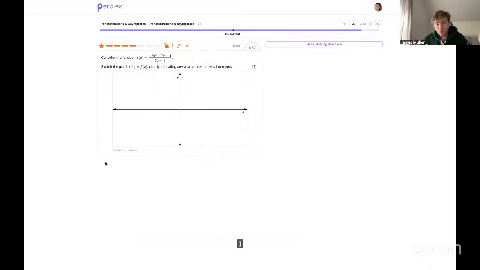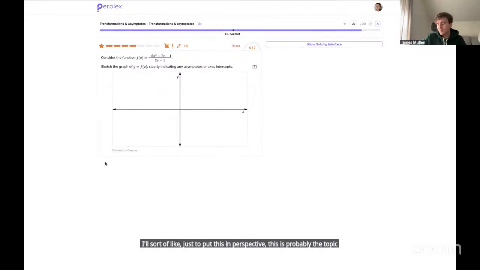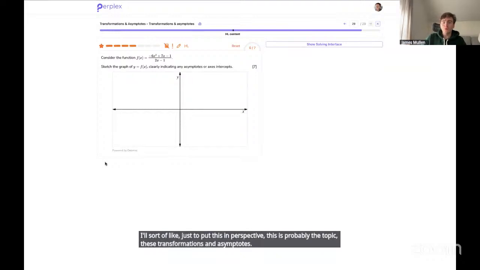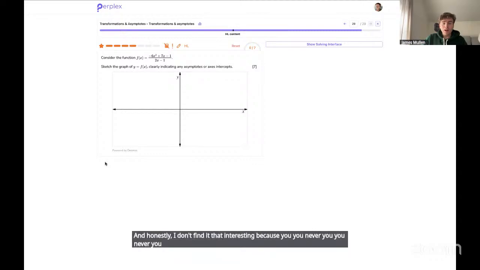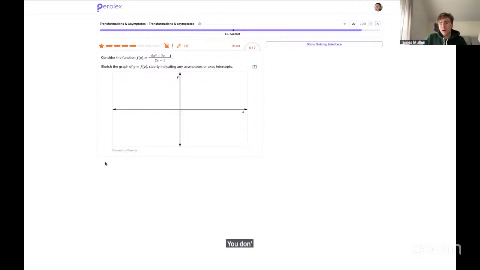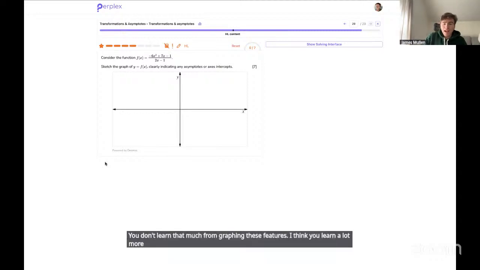Just to put this in perspective, this is probably the topic, these transformations and asymptotes, the topic that I dislike the most from the whole syllabus. It's funky, it's weird, there are so many ways to make silly mistakes. And honestly, I don't find it that interesting because you never need to know how to graph these functions because we all have calculators. I can put this into Desmos in 2 seconds and I know what it looks like. You don't learn that much from graphing these functions. I think you learn a lot more from thinking about the derivatives and how I would graph a function based on the derivatives.